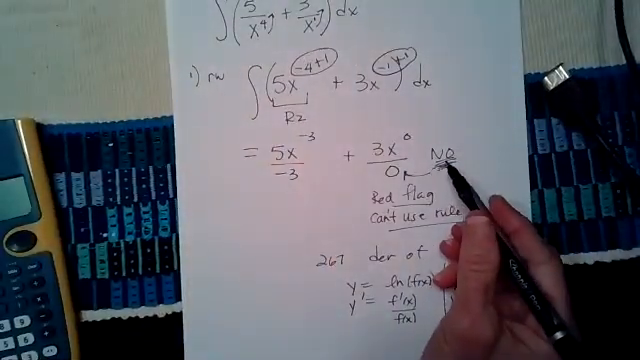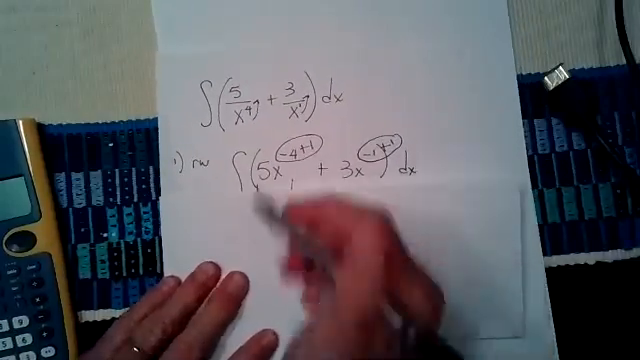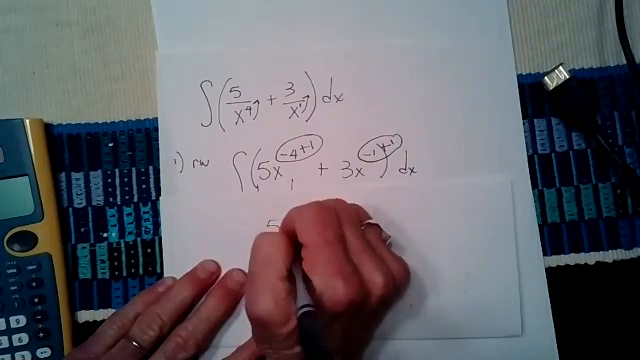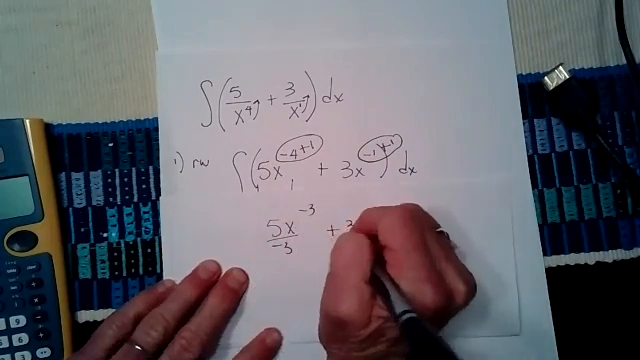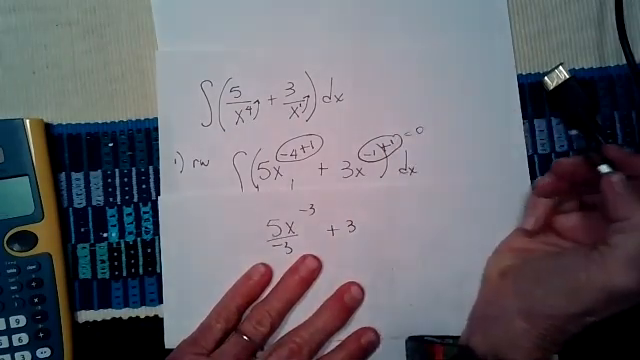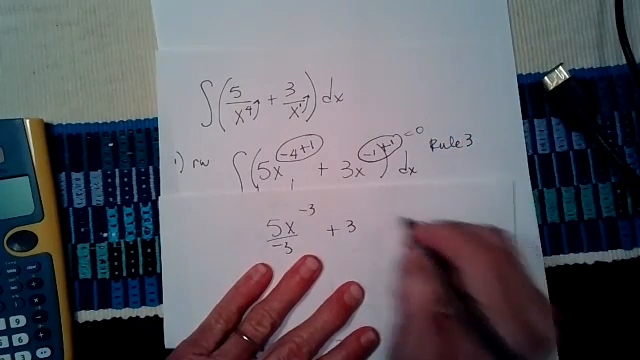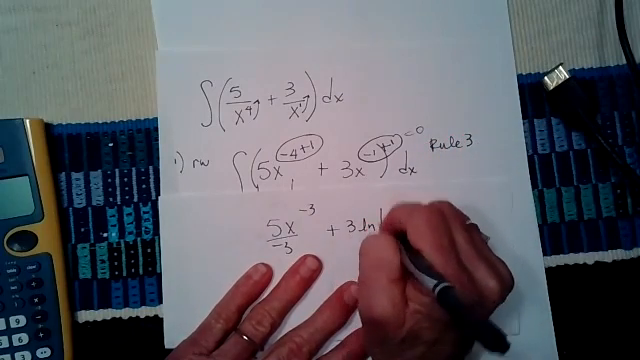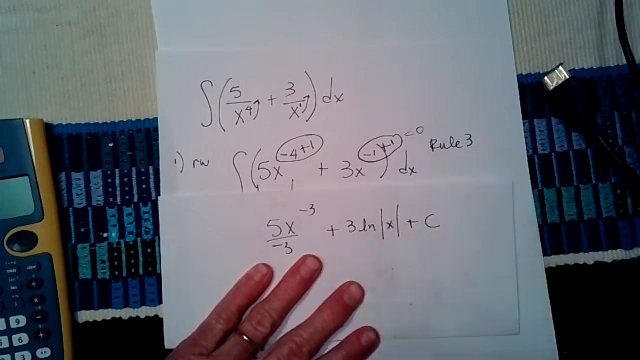So let's go back to this example. Okay, so when I'd rewritten those, I said that was 5x to the -3 divided by -3 plus 3. And when I add 1, I see that I get 0 and divide by 0. So that tells me to use rule 3. Okay, so it's 3 times the ln, and you have to do the absolute value of x plus c.